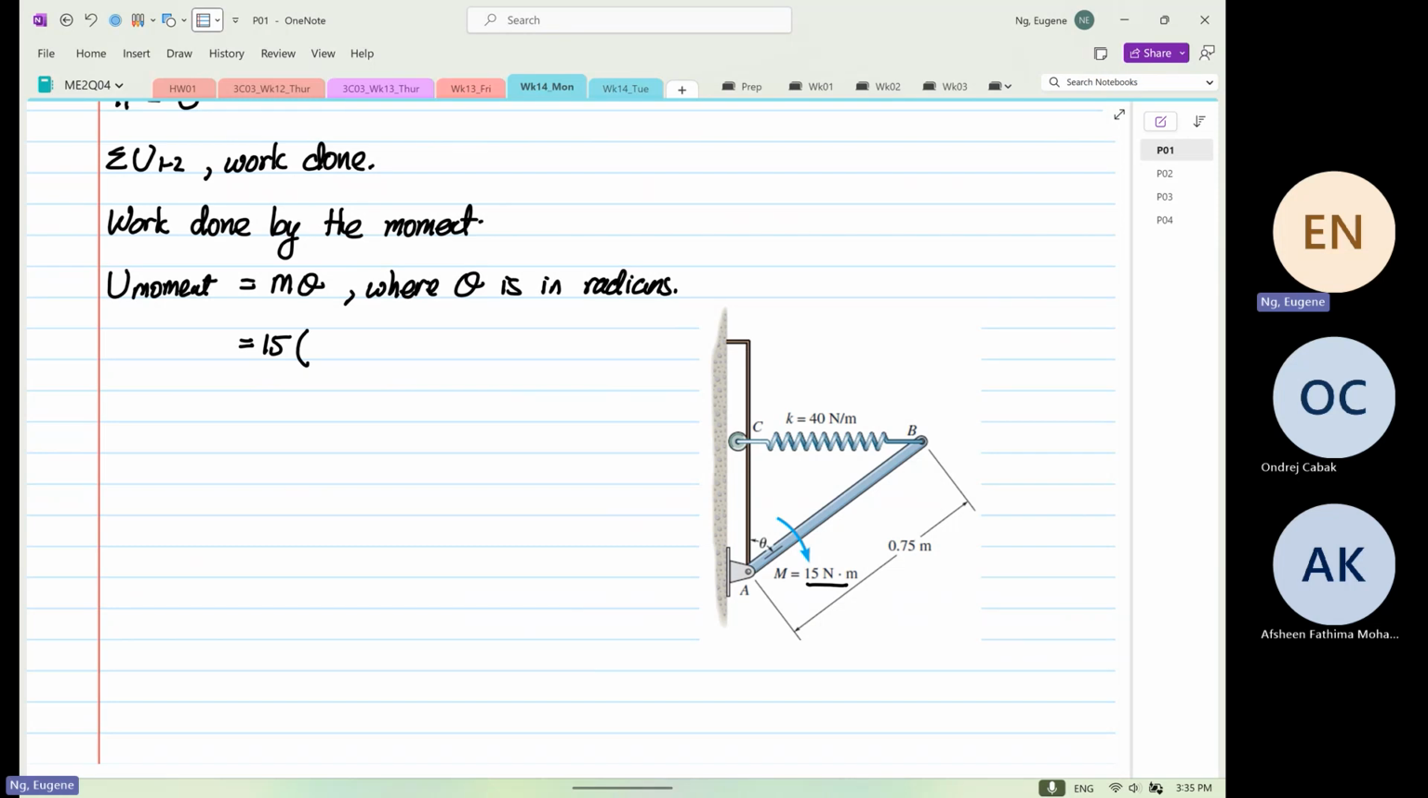There are two angles that we're going to look at. The final angle is 60 degrees, and the initial is 30 degrees. So it's 60 over 180 multiplied by pi, minus 30 over 180 multiplied by pi, and then this whole term will be equal. Now, why do I multiply by pi? Because I'm changing to radians.